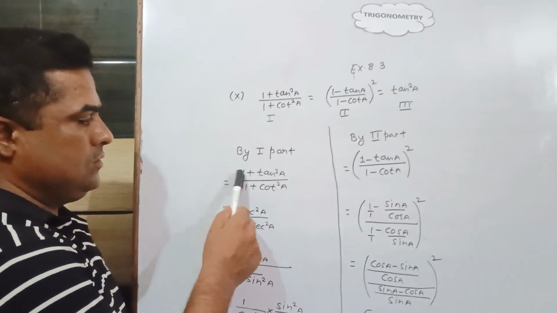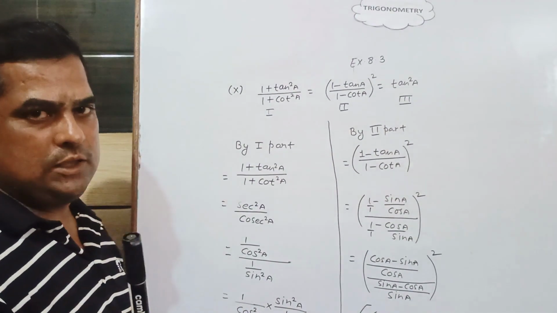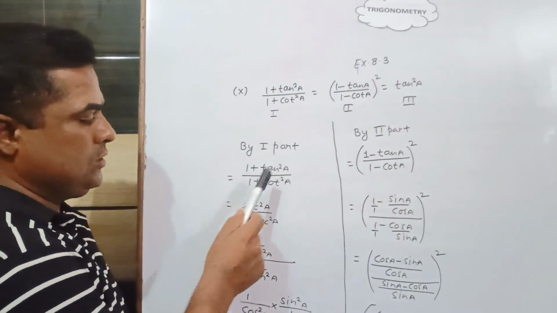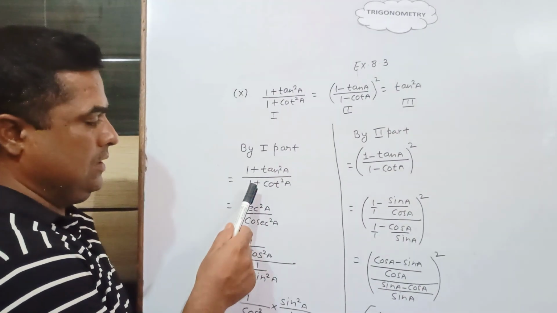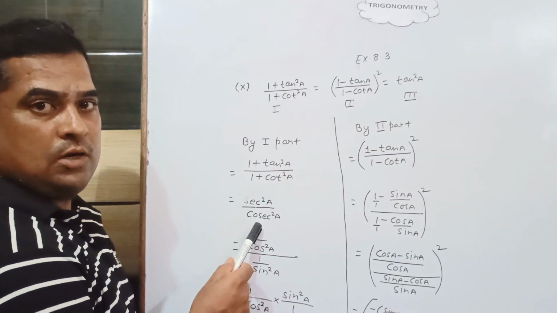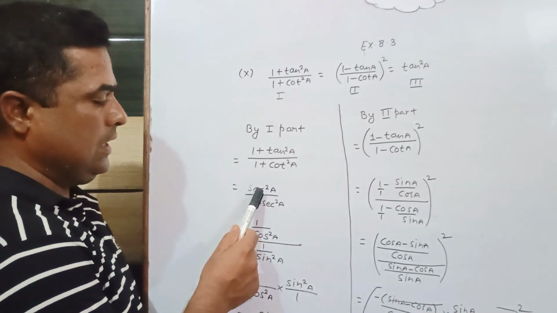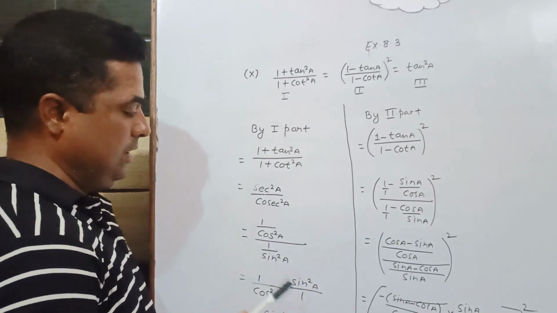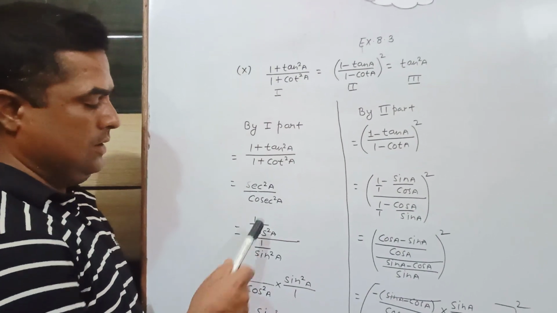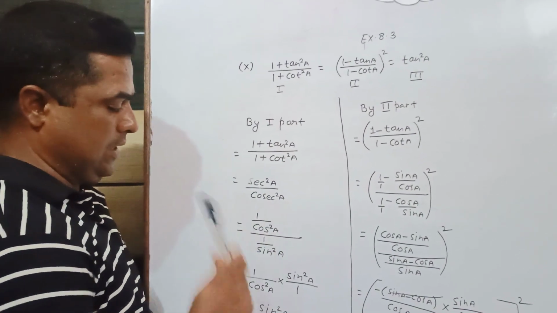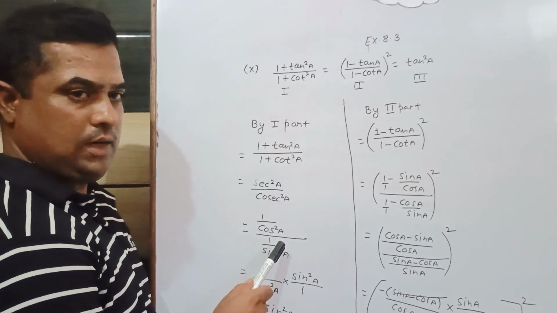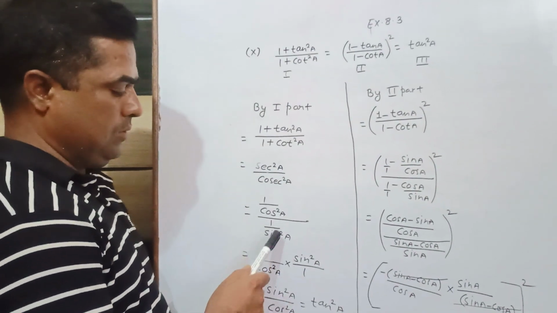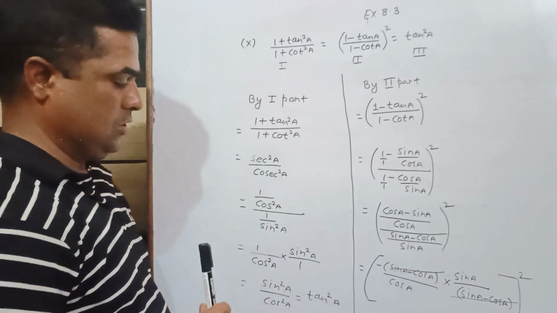Students, what is the value of this 1 plus tan square a? We know very well this is identity. The value of 1 plus tan square a, this is sec square a. And the value of 1 plus cot square a, this is cosec square a. Now we are taking reciprocal of this sec square a. The reciprocal of sec square a will be 1 upon cos square a. The reciprocal of cosec square a, this is 1 upon sin square a. So we can write 1 upon sin square a in the place of cosec square a.